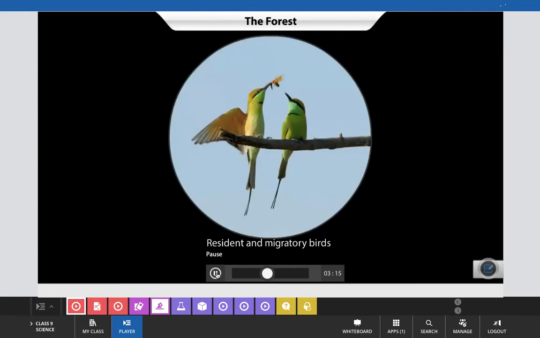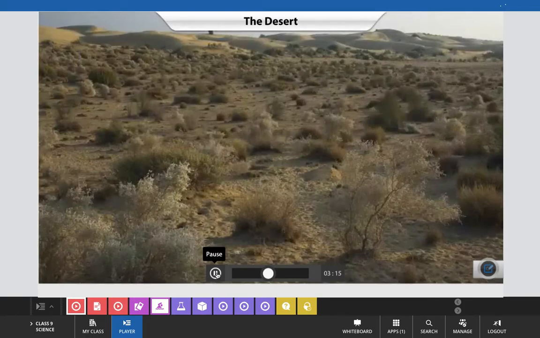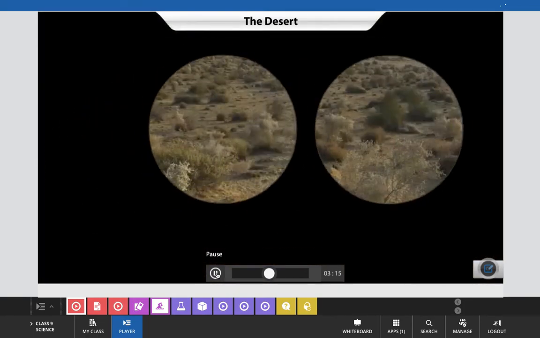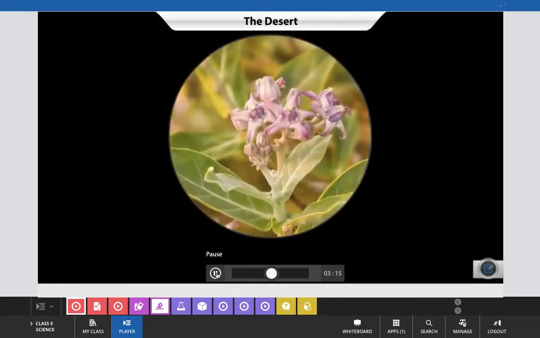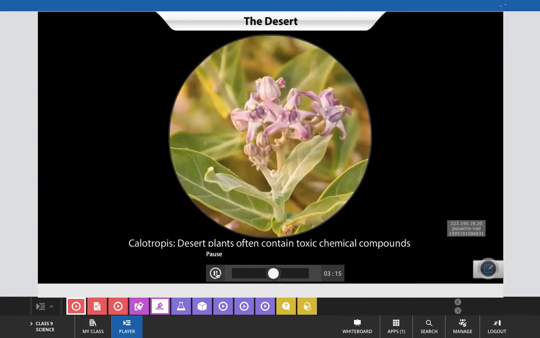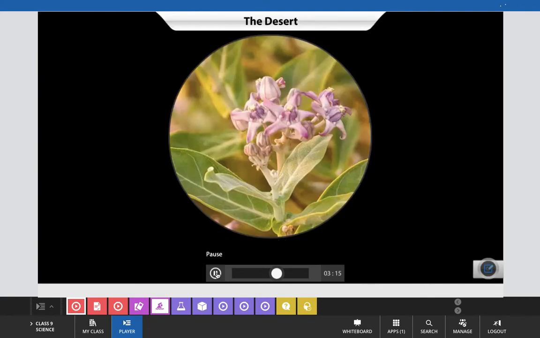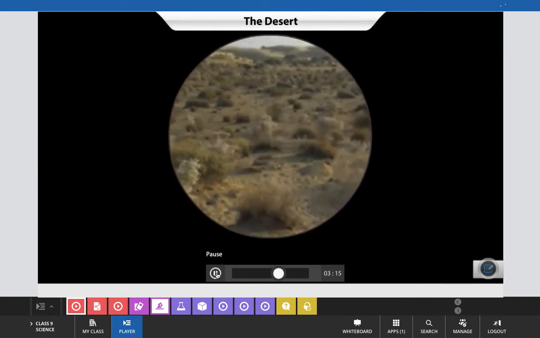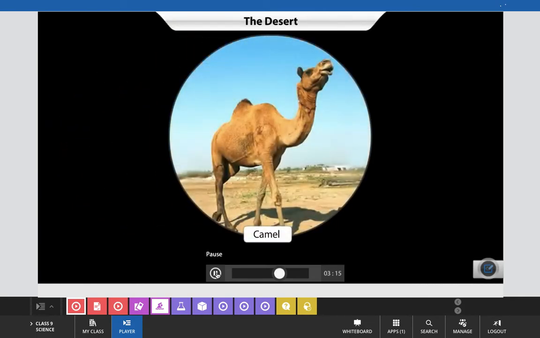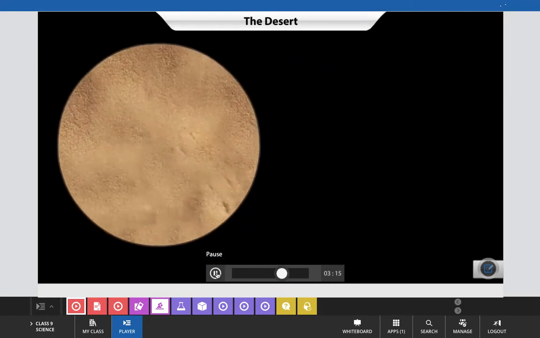Now, let's move on and explore the dry desert. It may look parched and barren, but there's a lot of life there. Plants that grow in the desert often contain toxic chemical compounds. That's their strategy to discourage grazing animals. Some desert creatures you can spot easily, and others not so easy to spot.